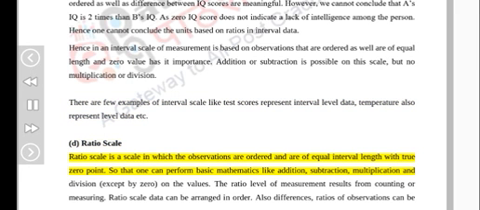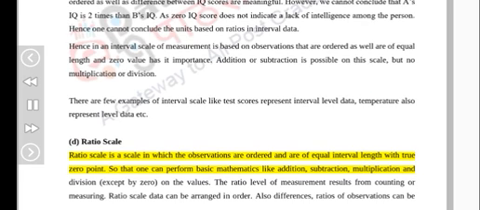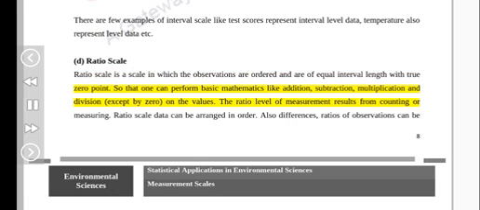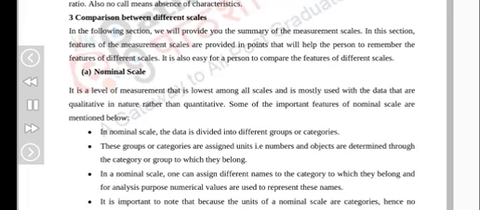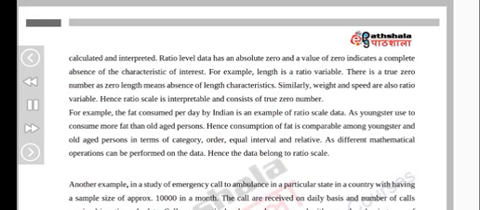D. Ratio scale. Ratio scale is a scale in which the observations are ordered and are of equal interval length with a true 0 point, so that one can perform basic mathematics like addition, subtraction, multiplication and division except by 0 on the values. The ratio level of measurement results from counting or measuring. Ratio scale data can be arranged in order. Also differences and ratios of observations can be calculated and interpreted.